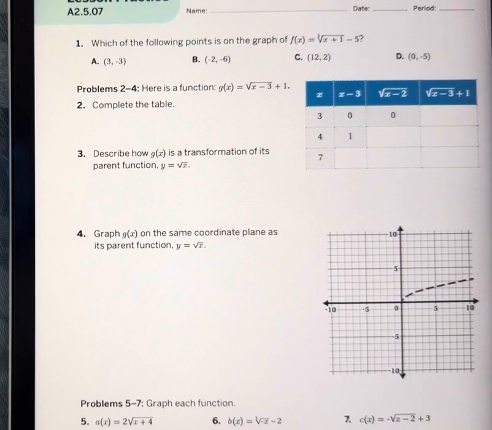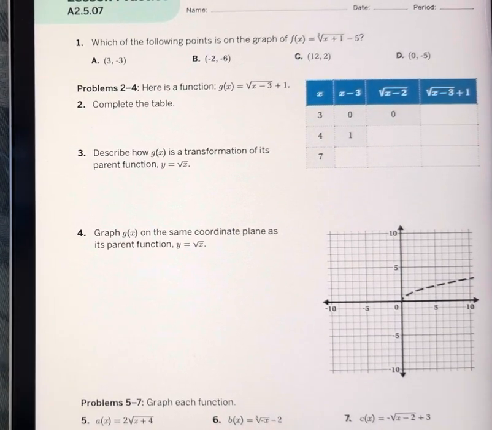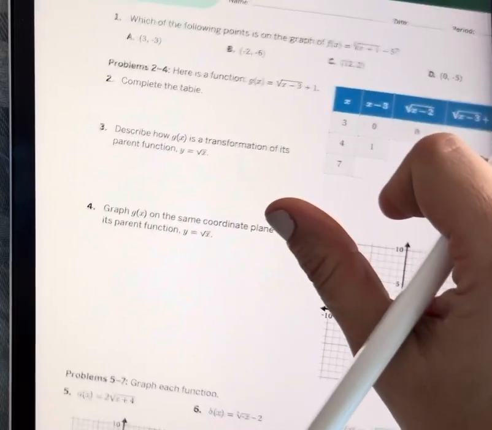Okay, now let's look at 5-7. Which of the following points is on the graph of this?